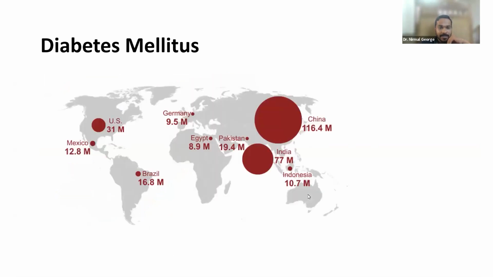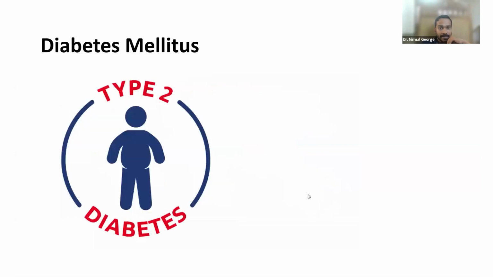And diabetes mellitus is very important because India and China have the largest population of diabetics in the world. And these anti-diabetic drugs, they are predominantly used for the treatment of type 2 diabetes mellitus. So we'll be discussing type 2 diabetes mellitus. Type 1 diabetes mellitus has been discussed in the previous session.